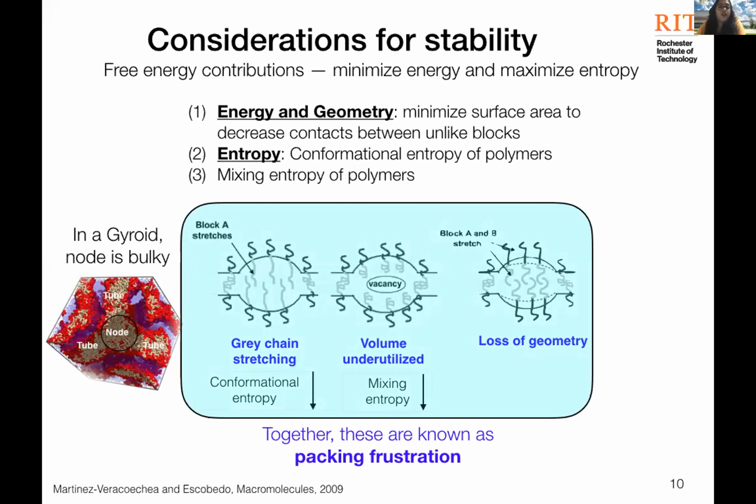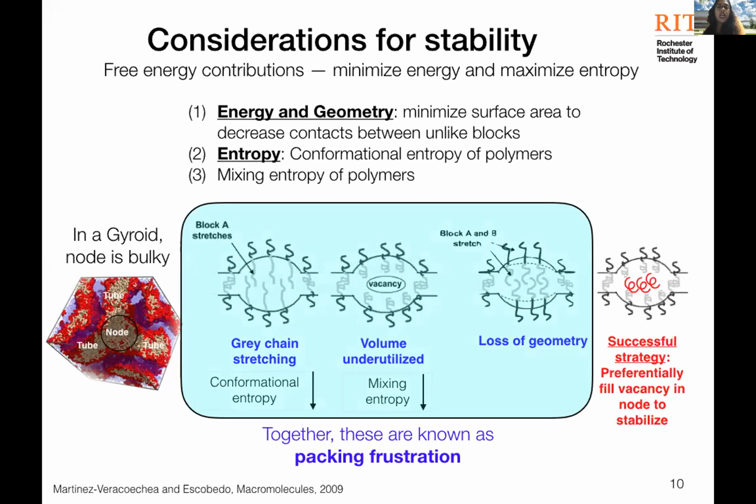So this is one of the reasons that the gyroid structure is really unstable in the phase diagram. And so we want to come up with strategies to mitigate this pattern frustration, and you can do it in many different ways. One of them could be you take a different homopolymer that prefers to go into one of these nodes.